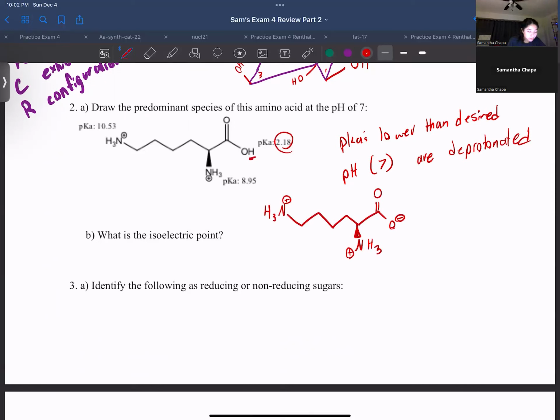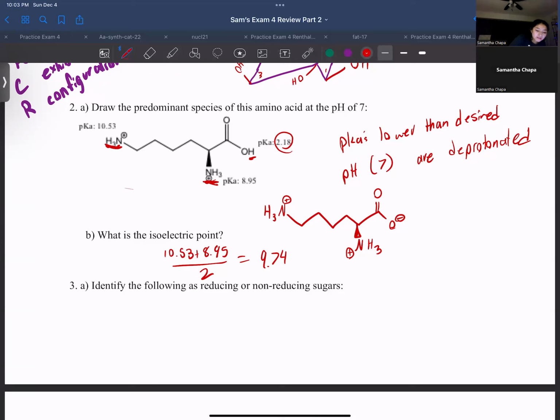And so for isoelectric point, what you do is you grab your most similar functional groups on this compound. My most similar functional groups are the amine parts. And you add those together and divide by 2. So that's all I'm going to do here. 10.53 plus 8.95 divided by 2. And I have this pre-calculated. And it's 9.74.